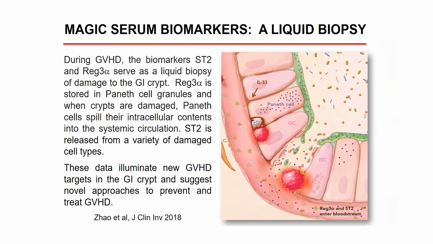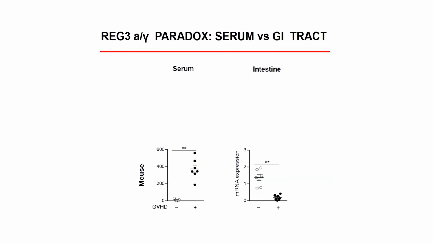And ST2 is released from a variety of damaged cell types, including endothelial cells and mesenchymal cells, and even activated lymphocytes themselves. So these biomarkers provide data that illuminate new GVHD targets in the crypt, and they suggest novel approaches to prevent and treat GVHD. In particular, they allow us to monitor how well those treatments are working.